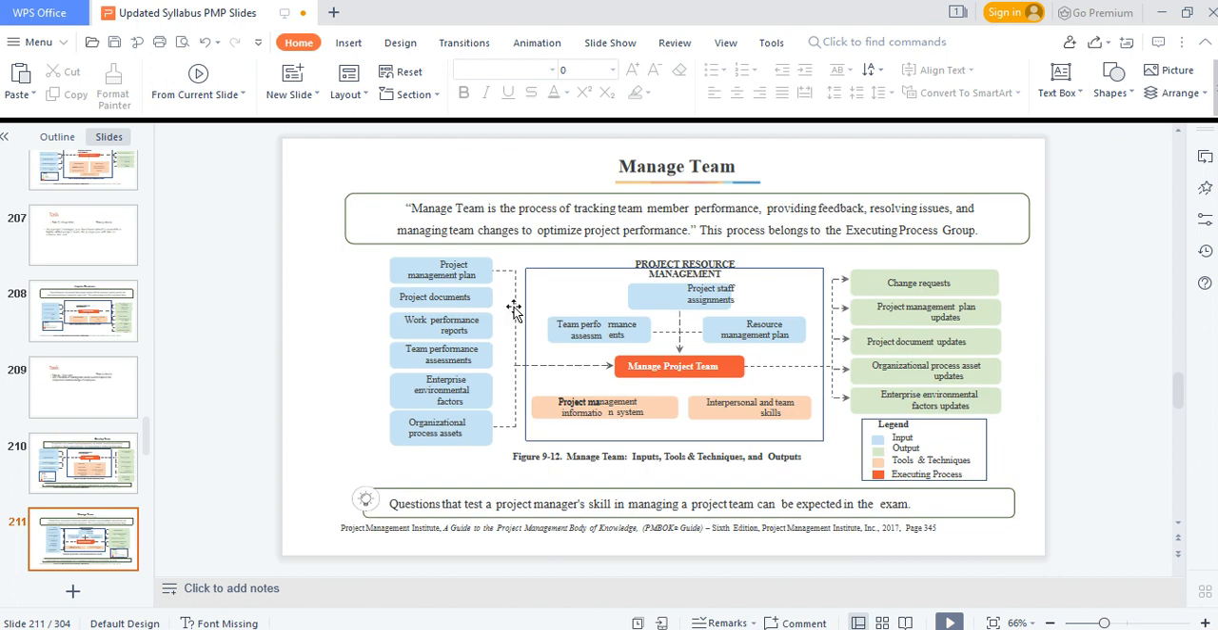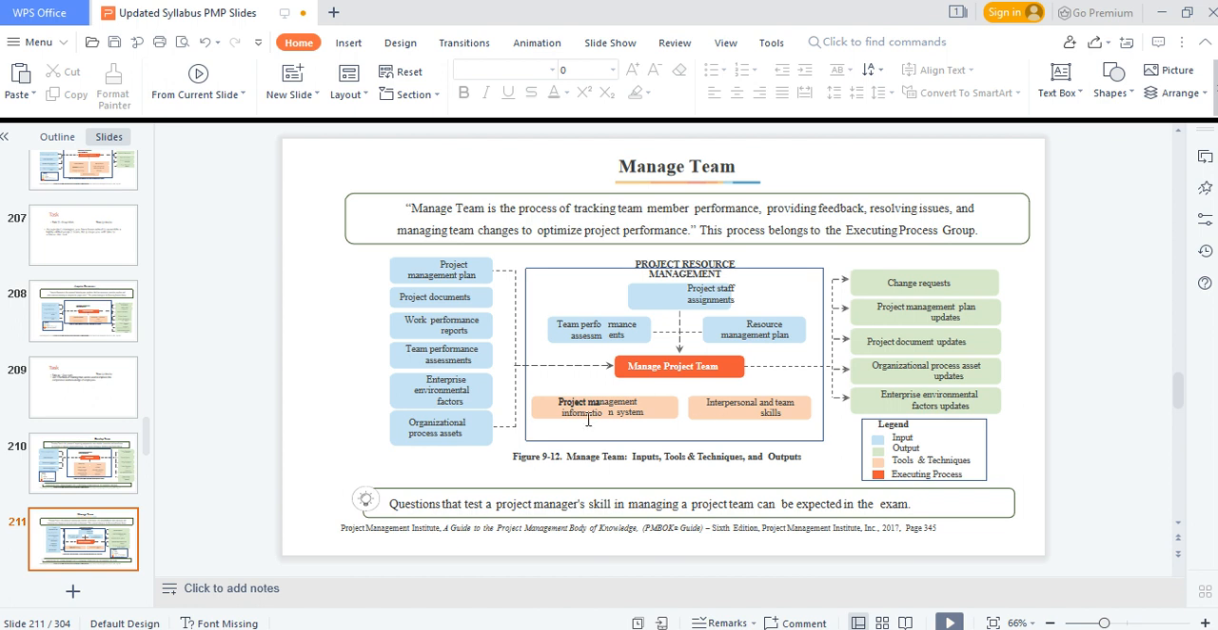And of course, manage your team. Team performance and assessment, project staff assignment, resource management plan. All of these guys, right? While trying to do that, some of the techniques you can use is project management information systems. You might need to manage your team through whichever of these ways. And the question is that if you have feedbacks, if you have to resolve issues within your team, how do you make sure that you optimize the performance of everyone?